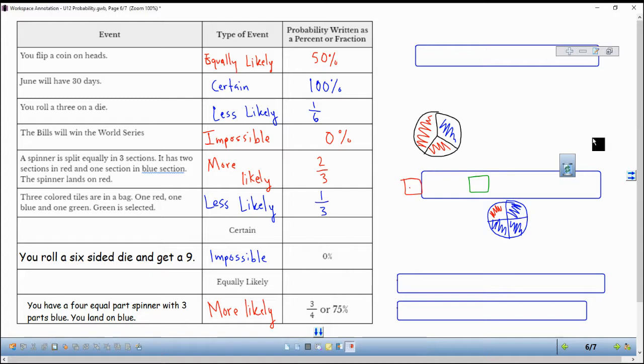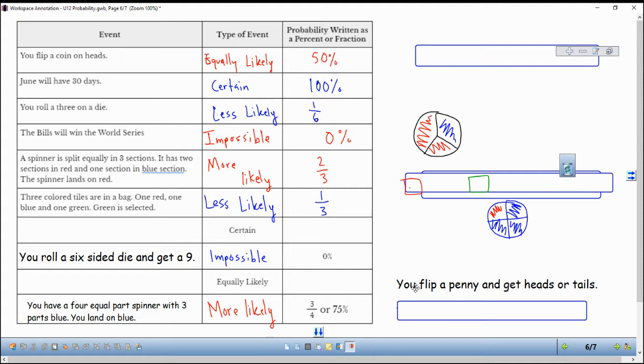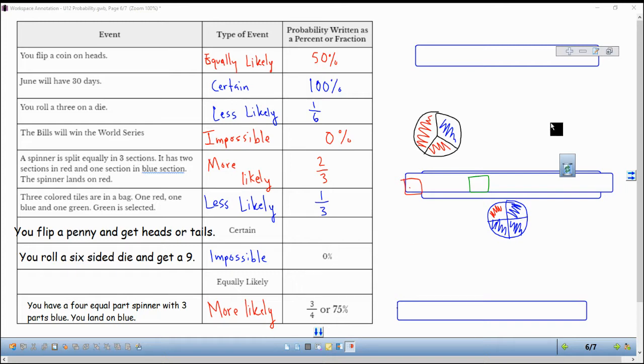All right, we got 2 more. This one's either certain or equally likely. Let's see what it could be. You flip a penny and get heads or tails. Well, you either get one or the other. That's certain to happen. You're either going to get heads or tails. It's not likely that it's going to land on the edge. So because that is certain, we're 100% certain that that's going to happen. So we're going to put 100%.